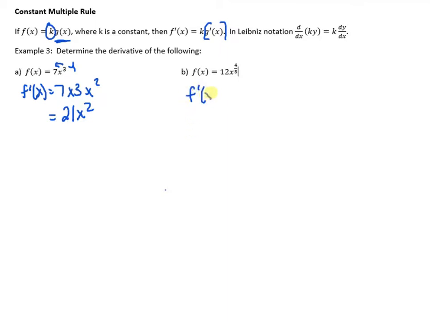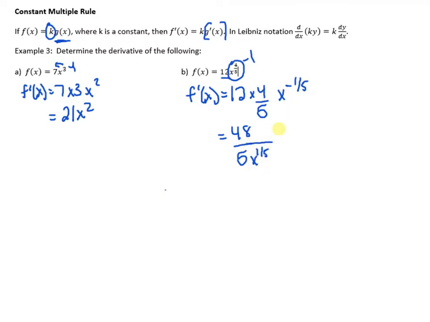Okay, f prime at x equals, just leave the 12 as it is. All we're going to do is differentiate this x to the 4 over 5. So we're going to bring down the 4 over 5, x, and then what's 4 over 5 minus 1? I get negative 1/5. In other words, this is 48 over 5, and then x to the 1/5 can be on the bottom because it has a negative exponent.